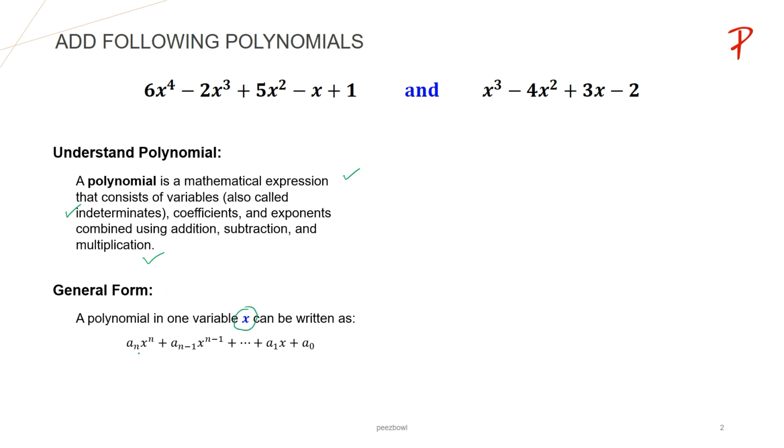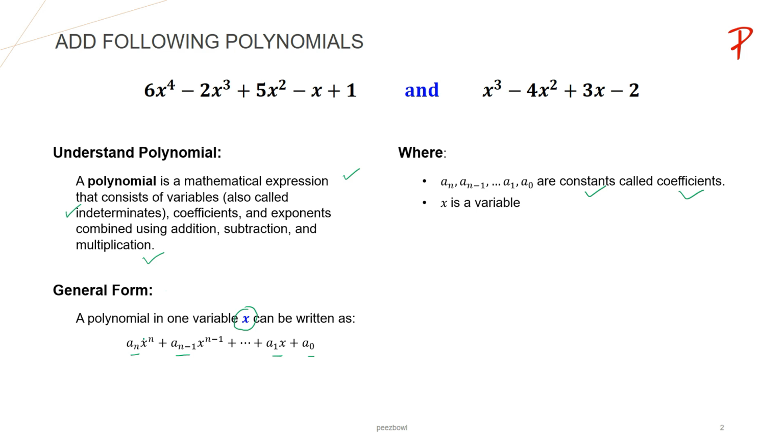Okay, a_n x^n + a_(n-1) x^(n-1). The same way we have a_1 x^1 + a_0 x^0, and x^0 is nothing but 1, right? In this case, a_(n-1), a_1, a_0, all these are constants and they are called coefficients.